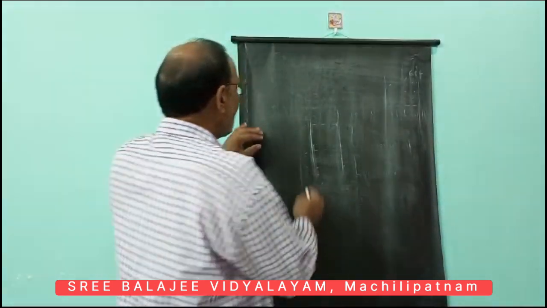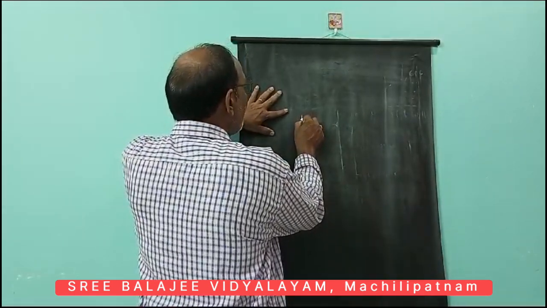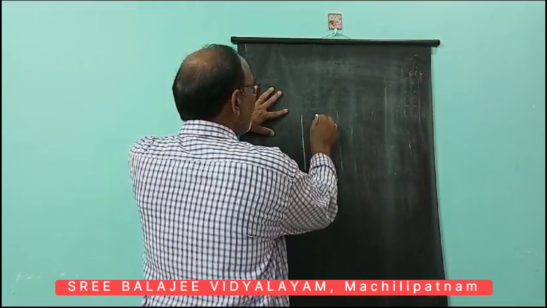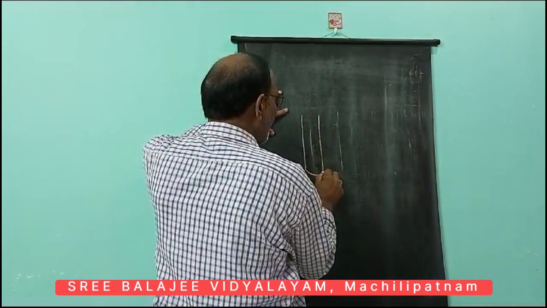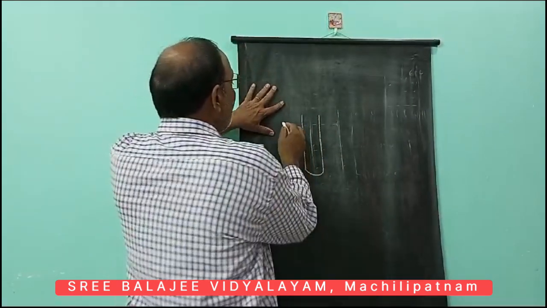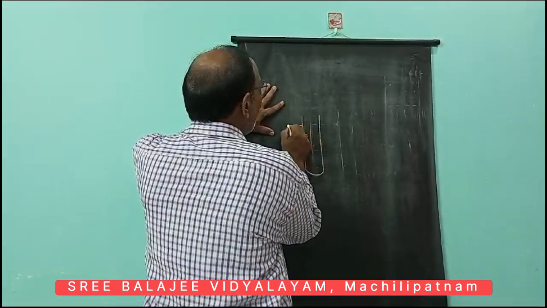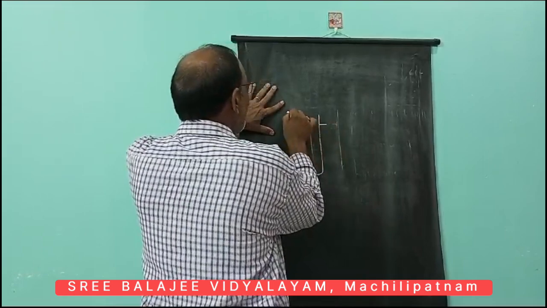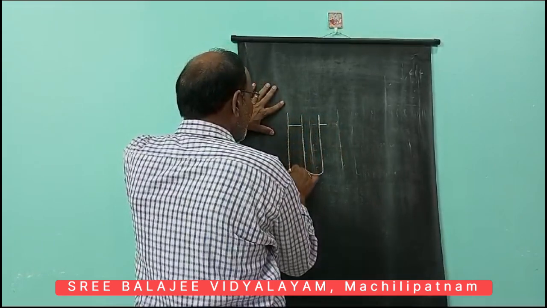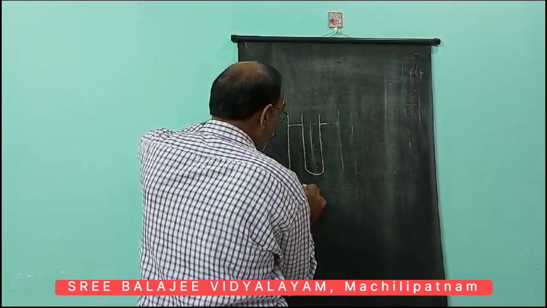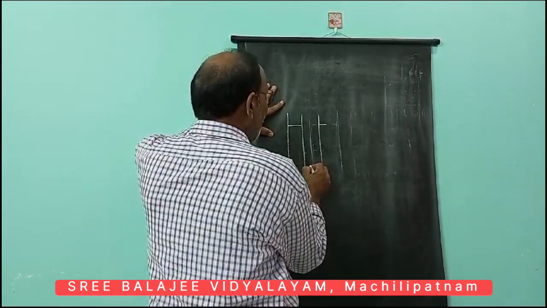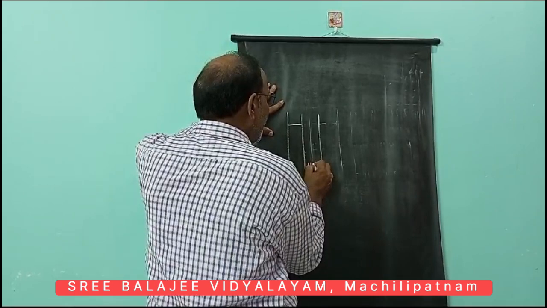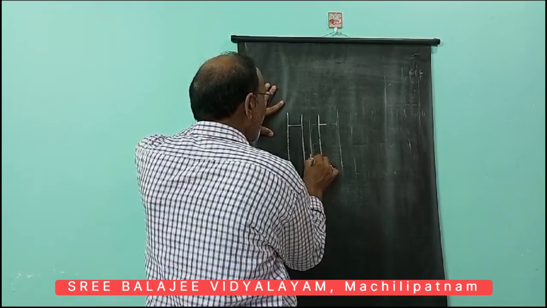So firstly we have to take one glass test tube, and this test tube has to be fixed to a retort stand. This one is the retort stand here, and take some dilute HCl acid into the test tube.